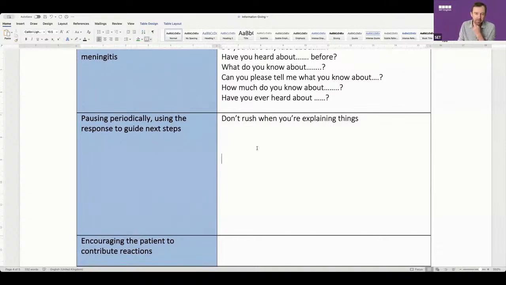Catalina, are you there? Yes, I am. Okay. So let's listen to the difference between pausing with information gathering and pausing with information giving. So I'm going to ask you some questions, Catalina, all right? Okay. Just give me some information.